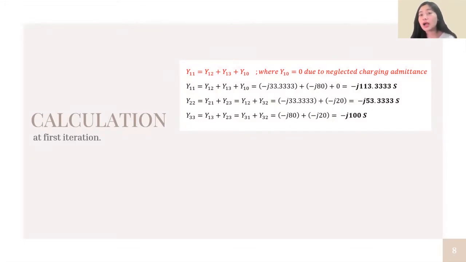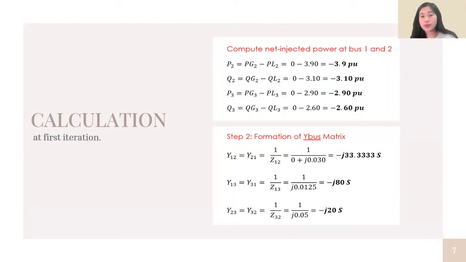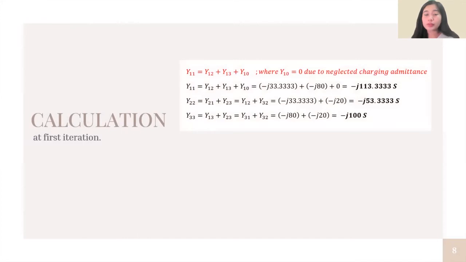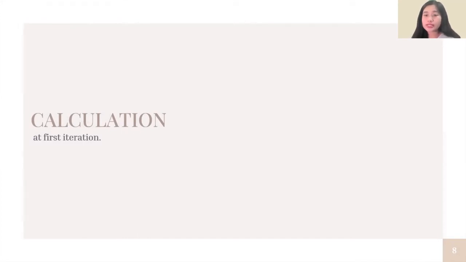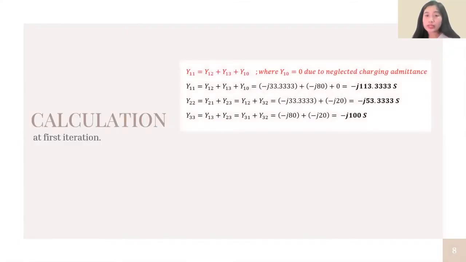But since we neglected the charging admittance, as stated in our problem, our y10 is equivalent to 0. As for the substitution of values, as you can remember, our y12 is negative j33.3. I'm sorry for going back and forth just to confirm. And our y13 is negative j80, okay? Then our y10 is 0.